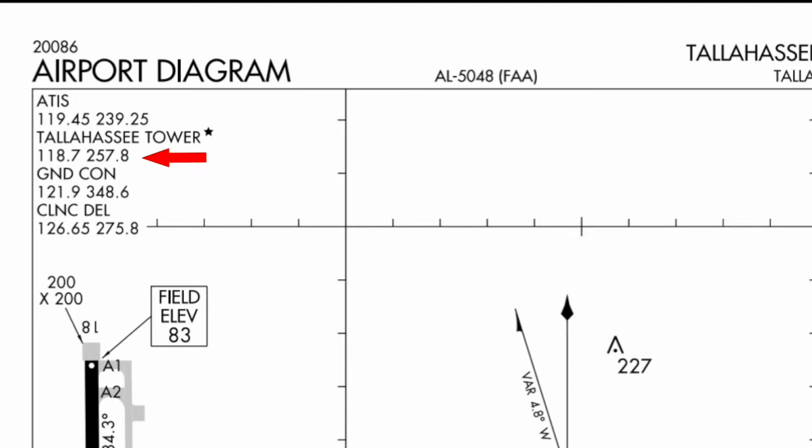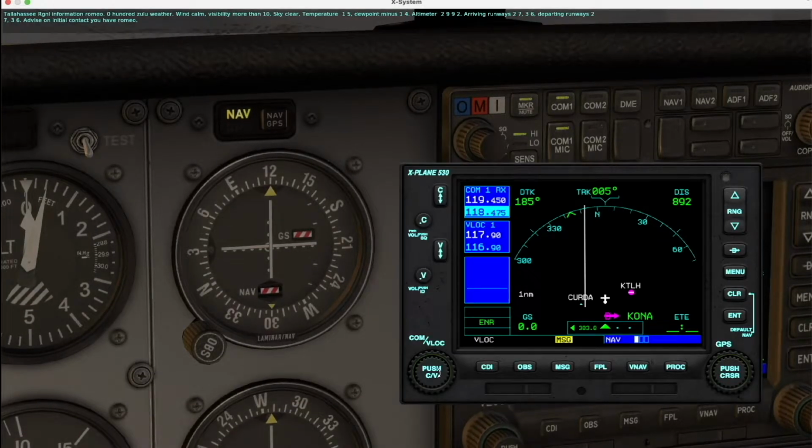You can find the tower and also the ground frequency right under the ATIS, so we'll tune into the ground on our comms. Ground control will usually tell you the tower frequency.